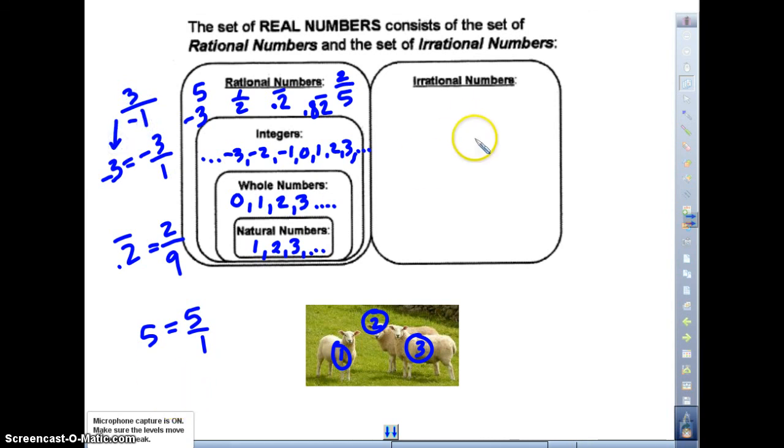Okay? Irrational numbers. Those are your numbers that never terminate and they never repeat. That'd be like the square root of 2. That would be like the square root of 10. That would be like the square root of, 64 is a perfect square. Let's say the square root of 65. Those are numbers that when you punch them in a calculator, they never terminate, they never repeat.